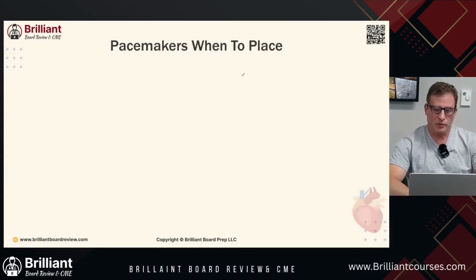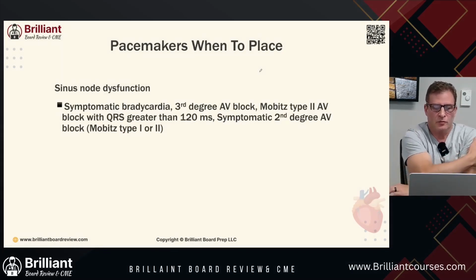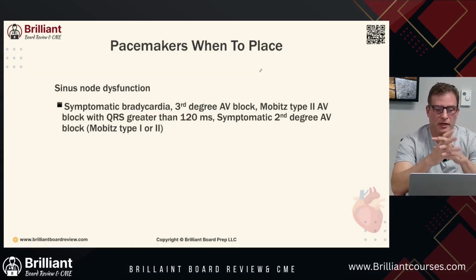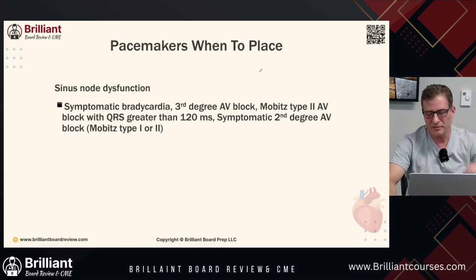Okay, pacemakers, when do we place them? The whole goal is to prevent the heart from going too slow or too fast. We'll talk about this in sinus node dysfunction. So we place them in symptomatic bradycardia, which makes sense. We've already talked about third degree block and the AV blocks, and Mobitz type 2 AV blocks with QRS greater than 120 milliseconds. Symptomatic second degree AV block, Mobitz type 1 or 2. That's symptomatic.